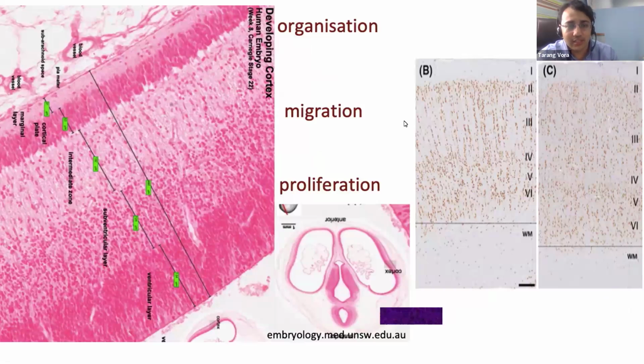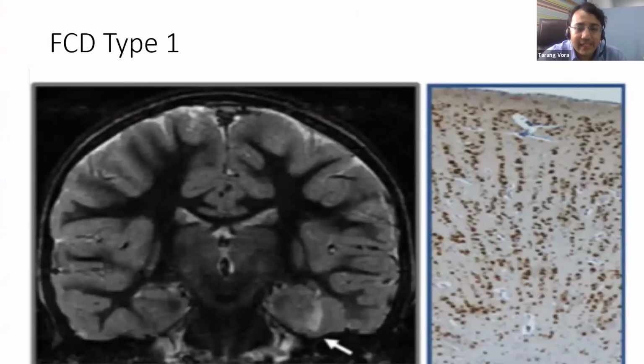During the organization and the migration phase, eventually there is proliferation of these cells, and there are these six different zones, and these six different zones are also visualized on immunohistochemistry. And in what we are seeing on the left side, the H&E, if the structure, the six zones, we are not able to make out clearly, and it is disorganized, but the cells are normal, that is what we call a dysplasia. So FCD type 1. Now they are very difficult to detect from a radiological perspective.